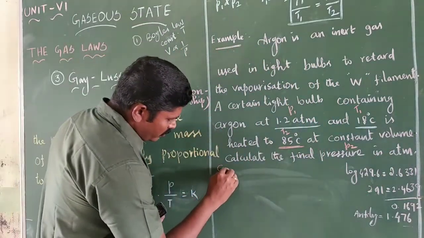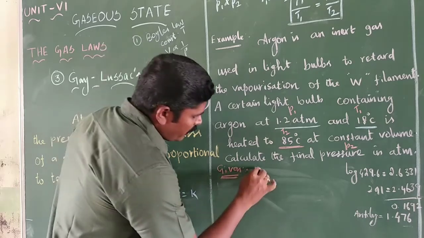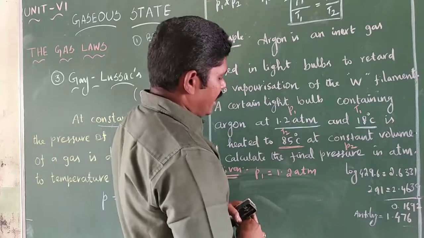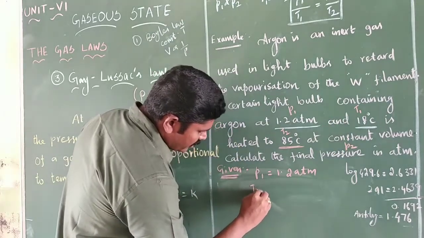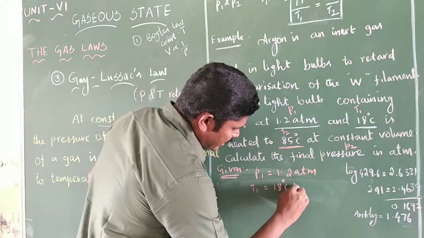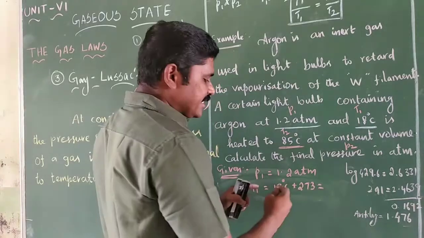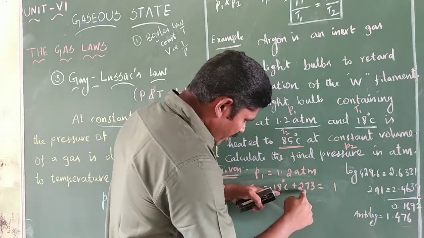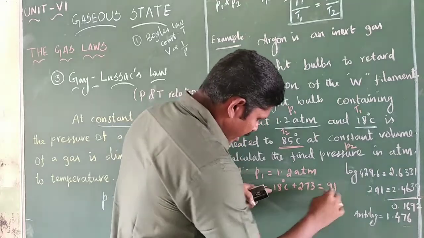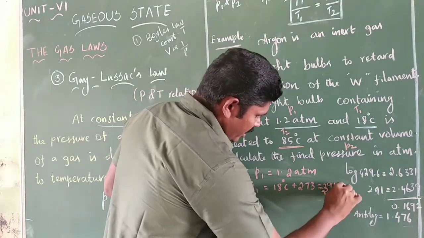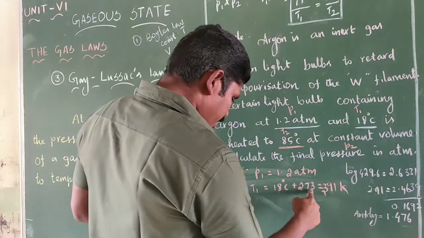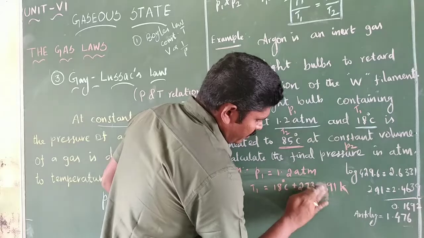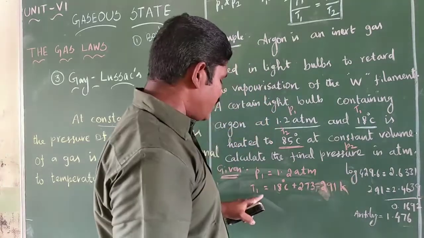Given values: P1 is equal to 1.2 atm, and T1 is equal to 18 degrees Celsius plus 273, converting degrees Celsius to Kelvin. So 8 plus 3 is 11, carry 1, and 1 plus 1 is 2, giving 291 Kelvin as the T1 value.